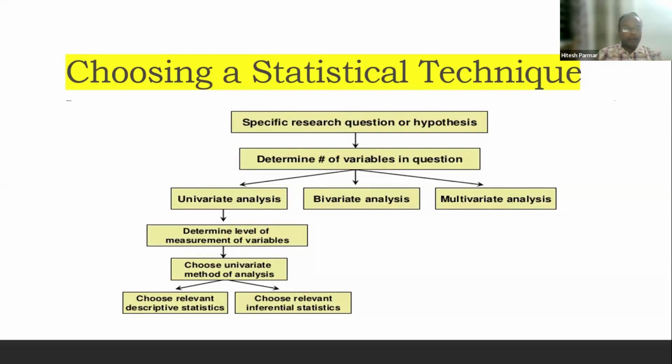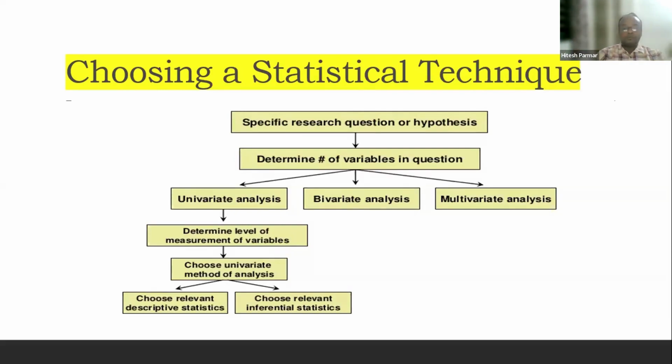So if we are dealing with only one variable, it is univariate. If we are dealing with two variables, it is bivariate. If we are dealing with more than two variables, it is multivariate. So univariate, bivariate, and multivariate, this is the terminology used in statistics, right? Univariate, only one variable; bivariate, two; multivariate, more than two.